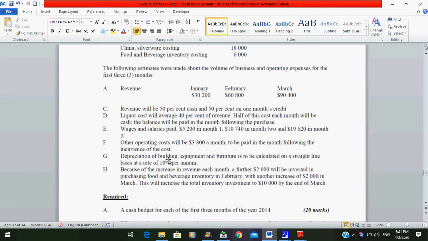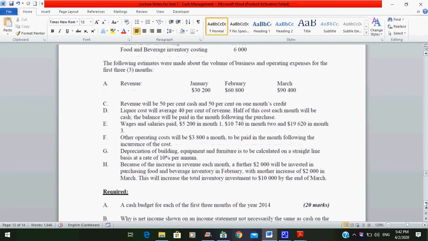Depreciation is not captured in a cash budget, so it is taken out because depreciation is a non-cash expense. It reduces the book value of the related depreciable assets, right? So it's not cash, it's not money you pay out. Depreciation just reduces the value of the asset. That's all. Not cash. It does not reduce the cash, right?